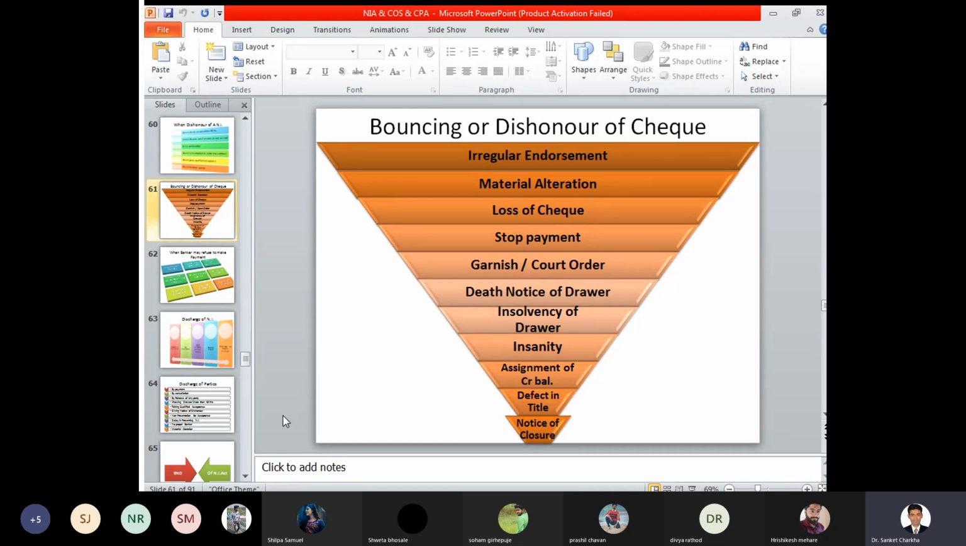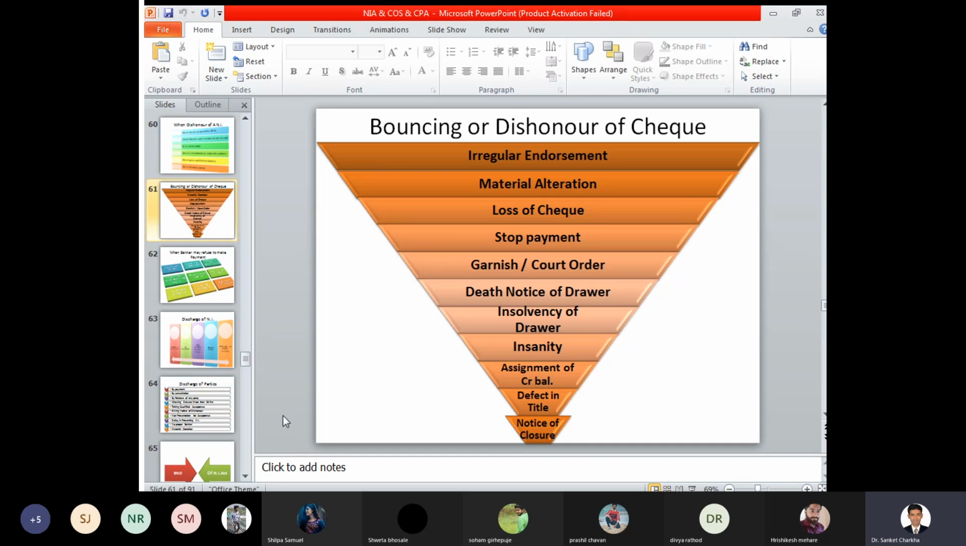So there should not be any scratching, rewriting, or overwriting on a check. One check has been drawn for rupees 10,000, and in place of the one you have written a 7. So the one can be changed to a 7, and accordingly it can be called a material alteration. So if any alteration, rewriting or overwriting is found on a particular check, then a bank may refuse to make the payment, and accordingly it can get dishonored.